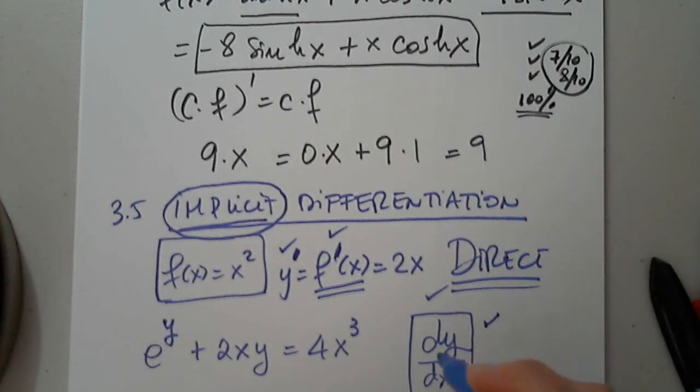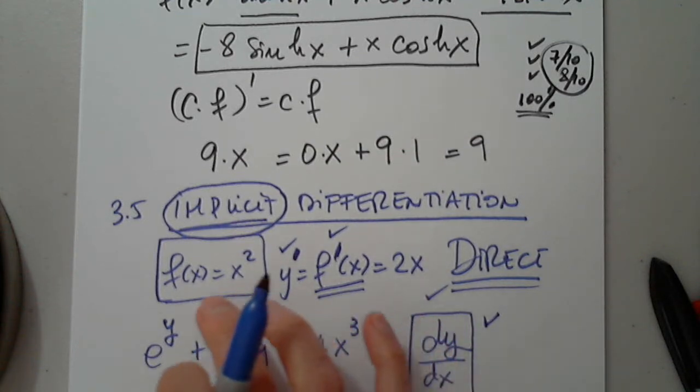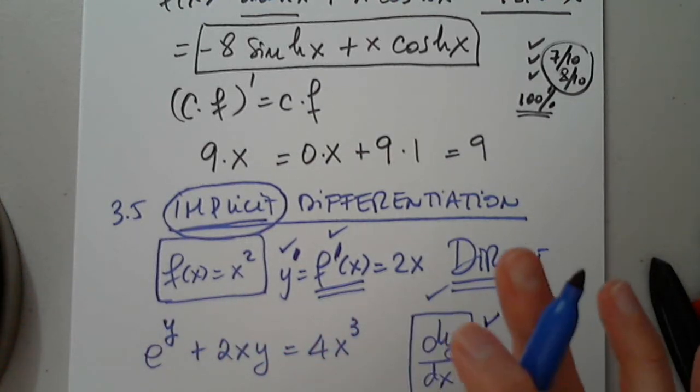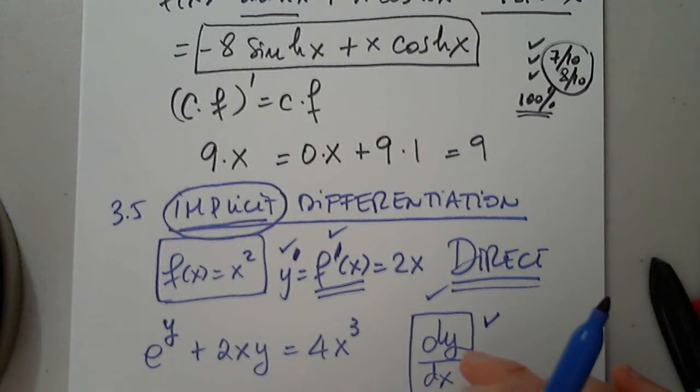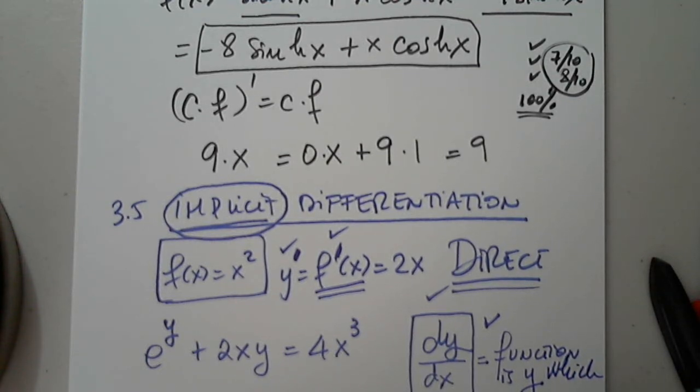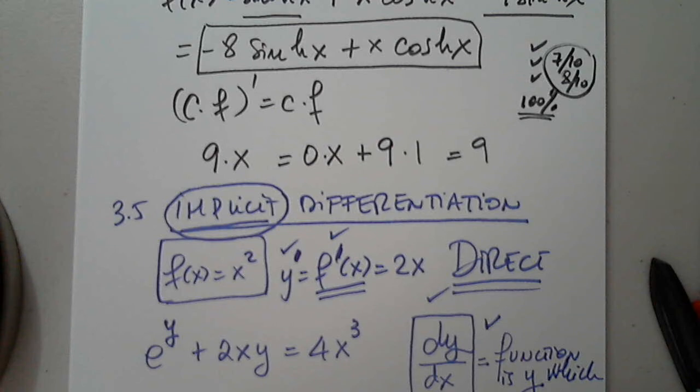So in addition to the fact that this is by far the best notation for finding the derivative of y, so that's in addition to that. The second very important note that I want to make here is this tells me that f, or the function, is y, which is a function of x, which means x is the independent variable.